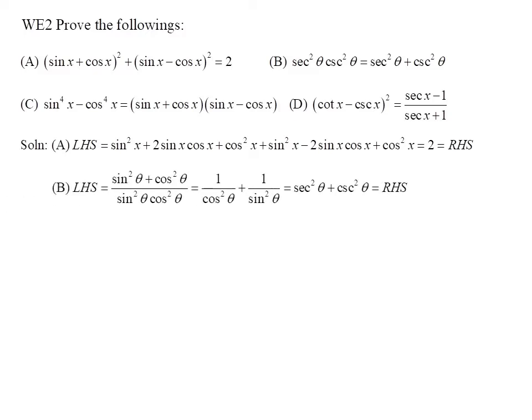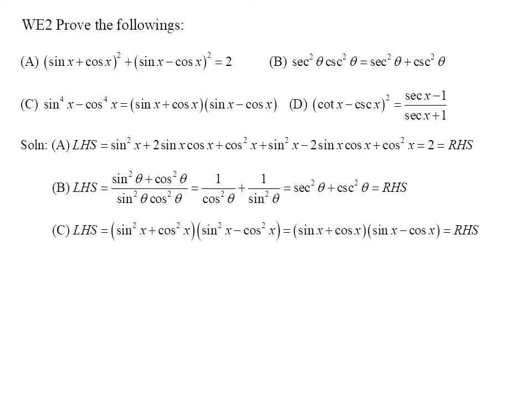As for question B, after applying the reciprocal identities on secant squared theta and cosecant squared theta on the left side of the equation, the numerator is replaced by sine squared theta plus cosine squared theta. Hence, the left side equals the reciprocal of cosine squared theta plus the reciprocal of sine squared theta, which is secant squared theta plus cosecant squared theta as required.